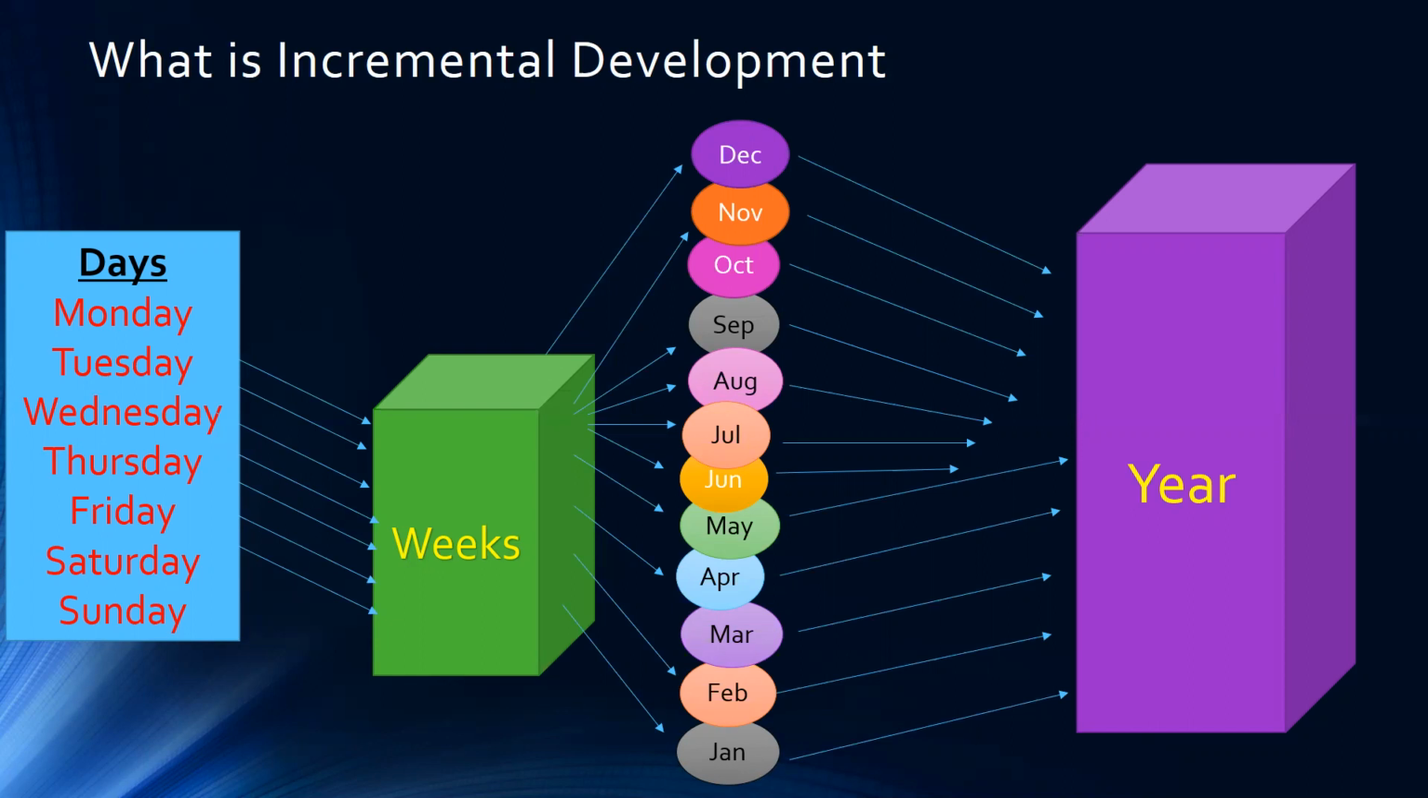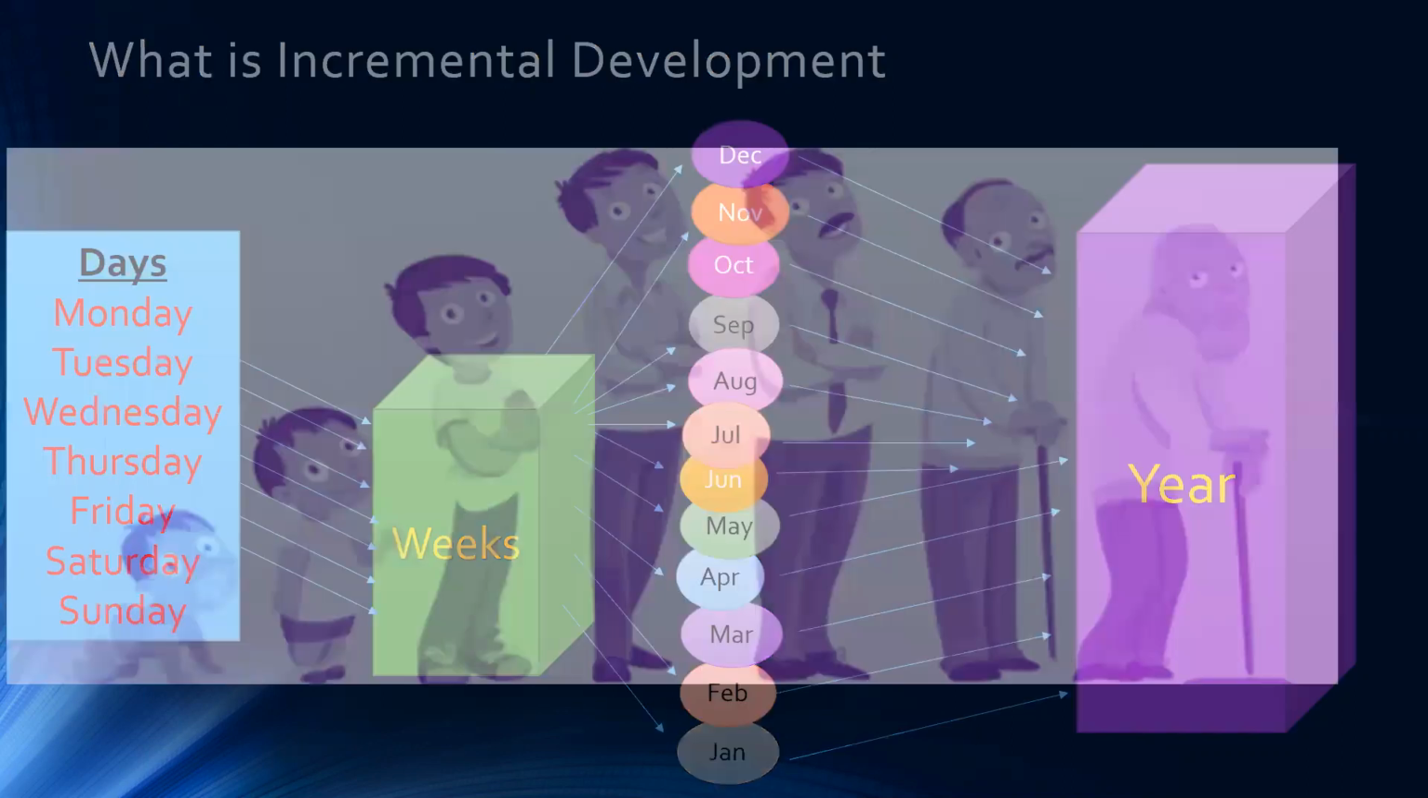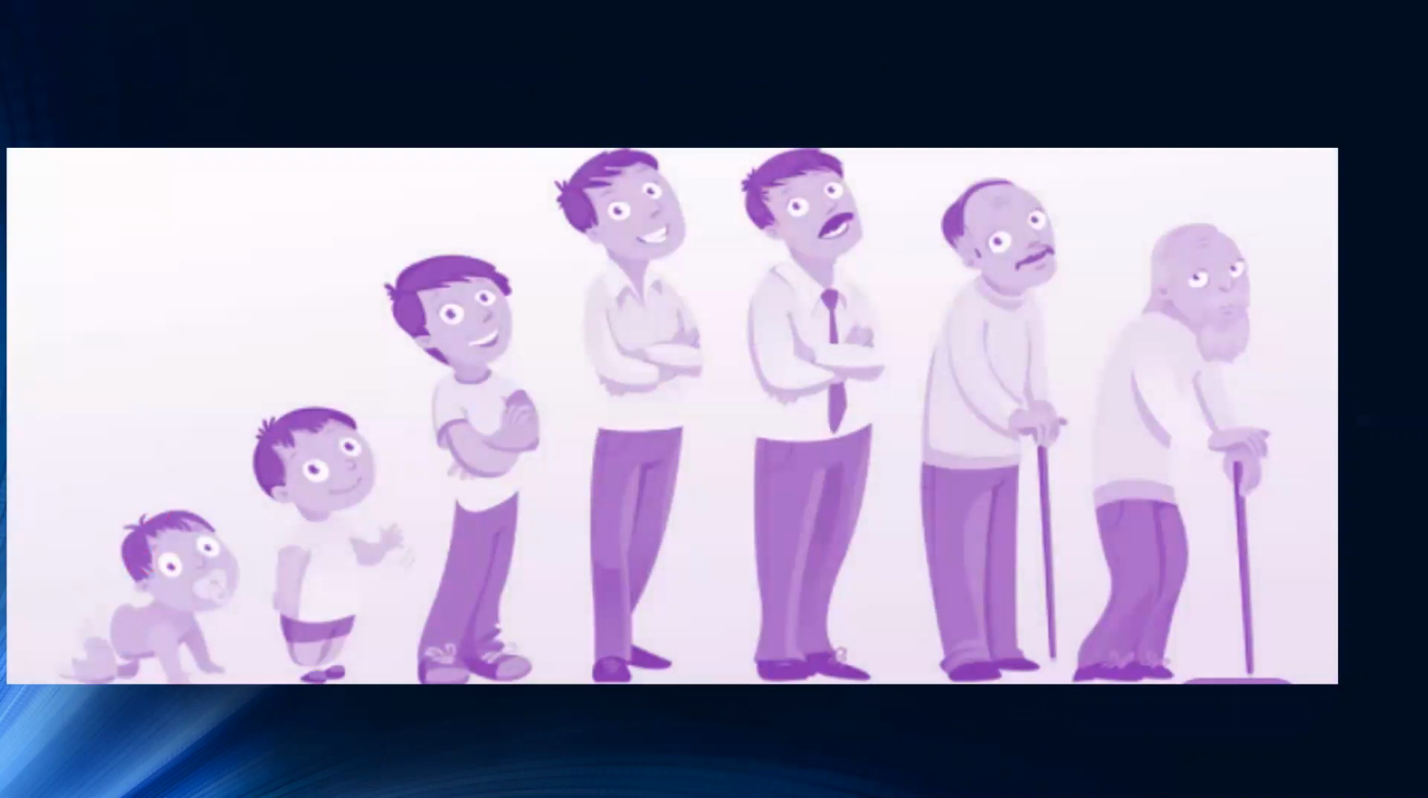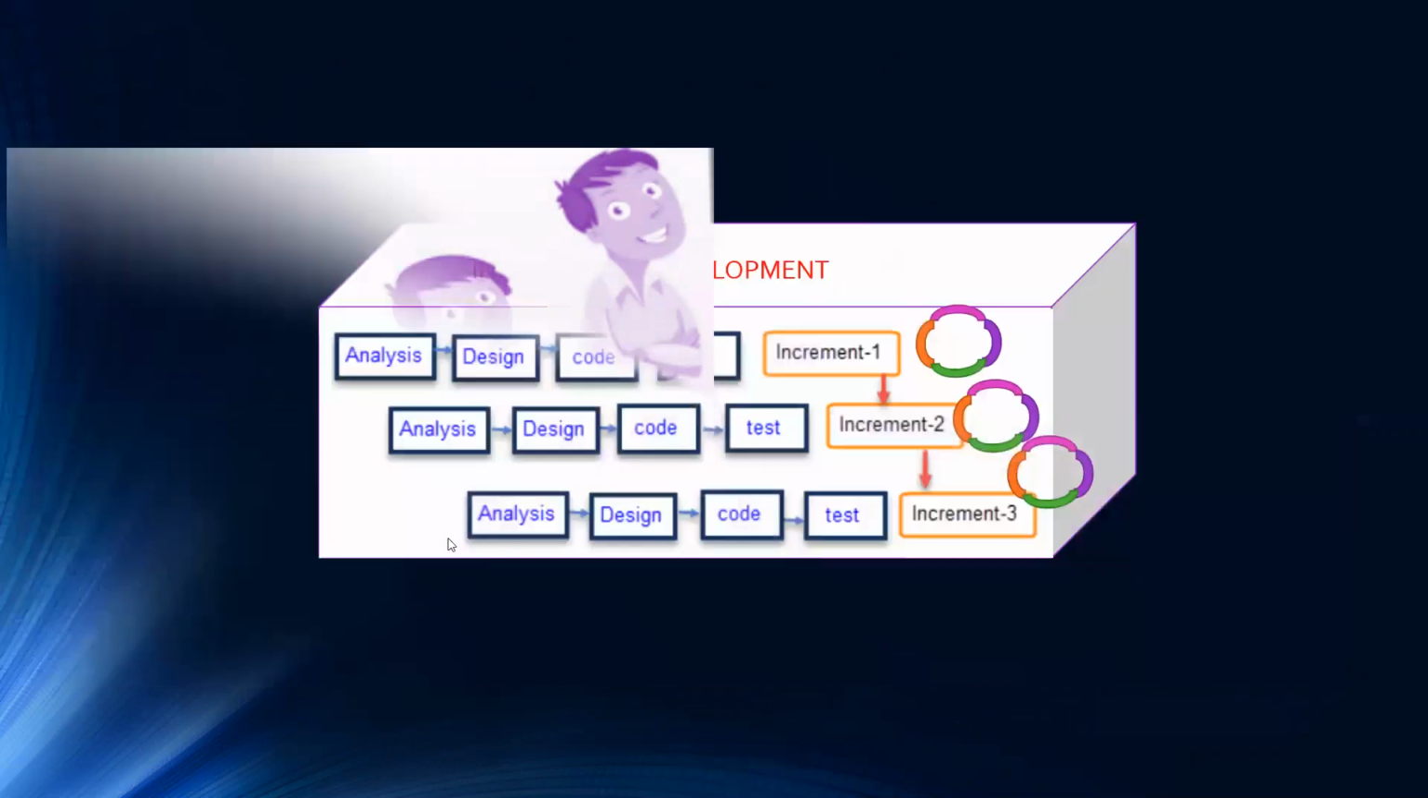Okay. Now take another example. This is the human development stages. Now you can see we start our lives from this stage, like from the infant stage, and then we travel to old age. So these are the different stages of our development, human development life.